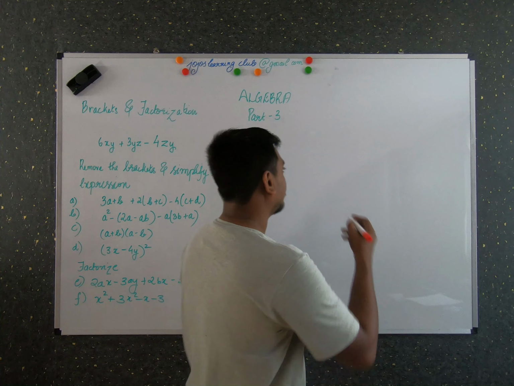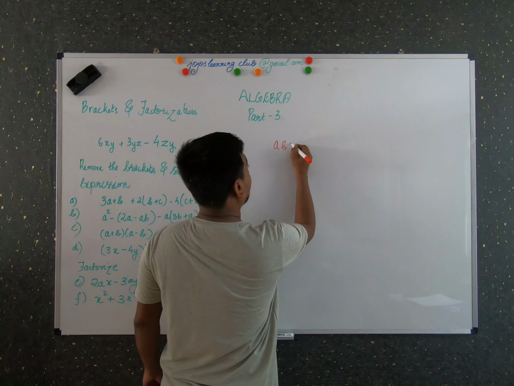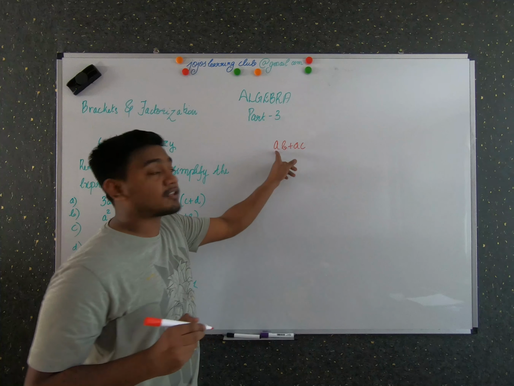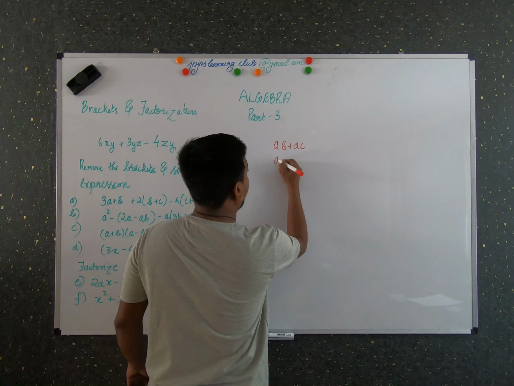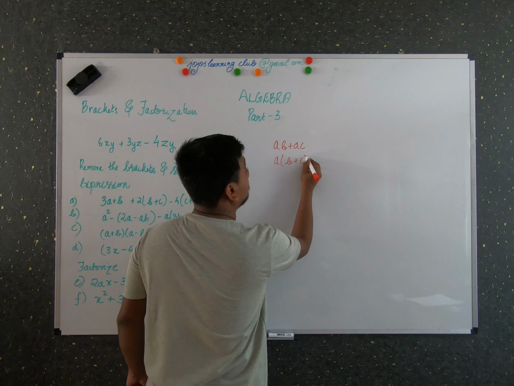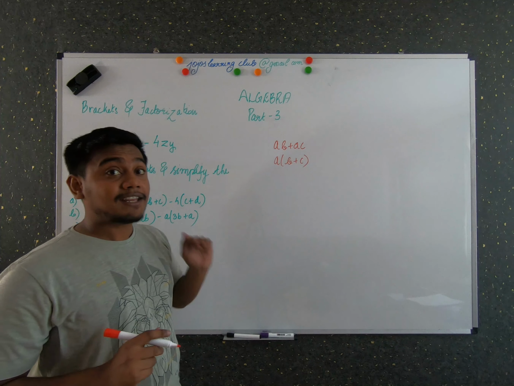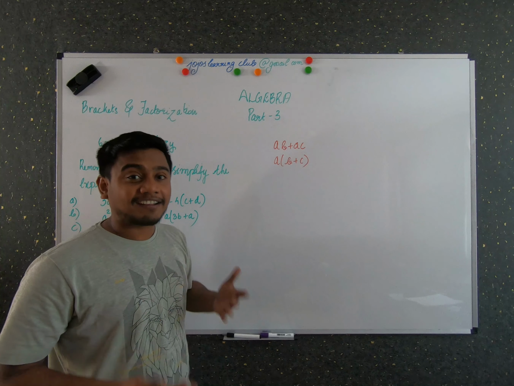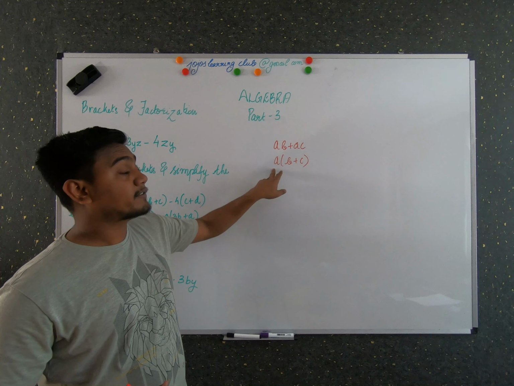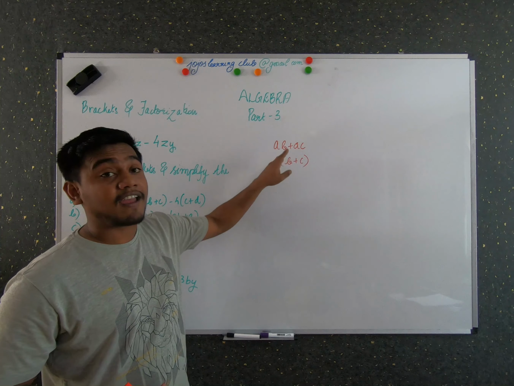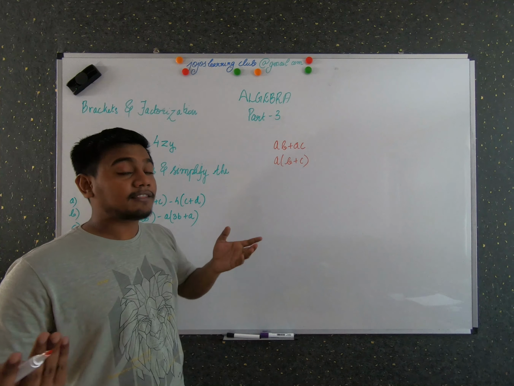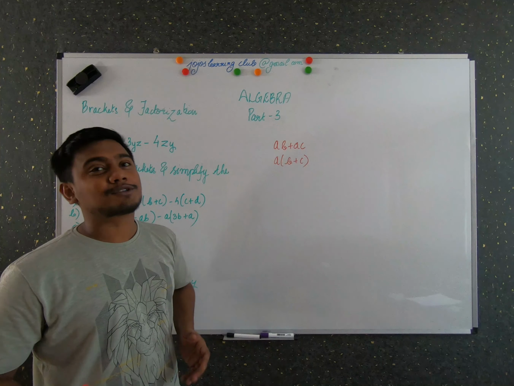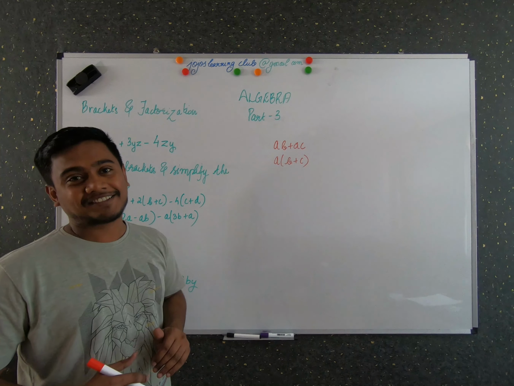So let's explore it. AB plus AC. From these two expressions, you can see that A is a common factor for both, and so you can write it as A into B plus C. Writing in this process is called factorization. When you have common factors, these common factors can be written outside of the bracket. Let's do some problems to explore more on brackets and factorization.